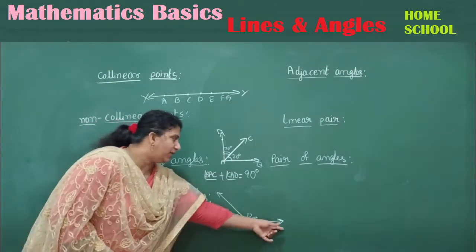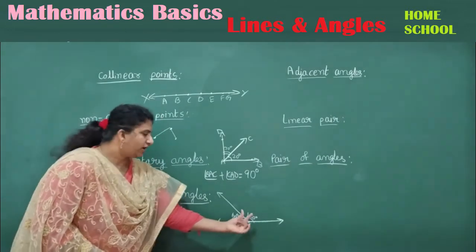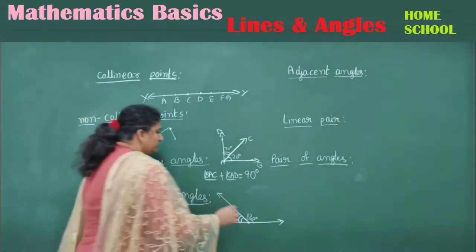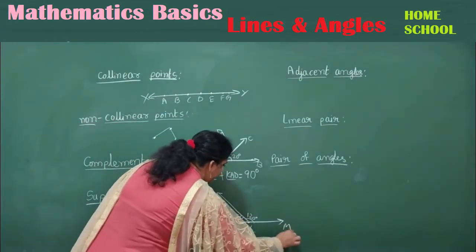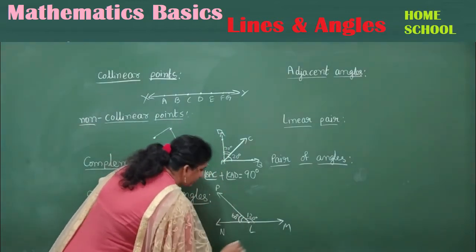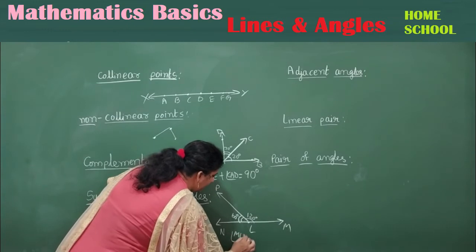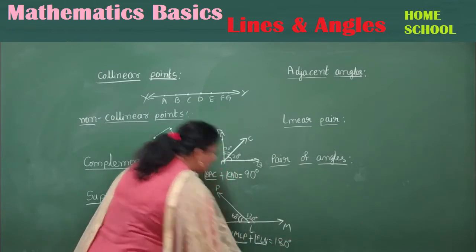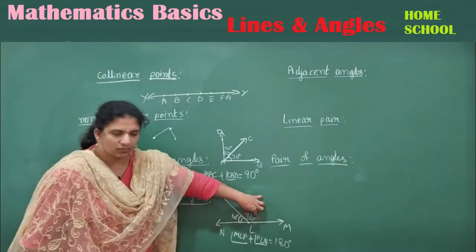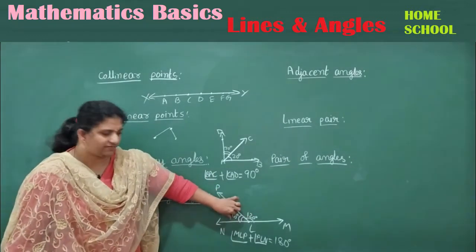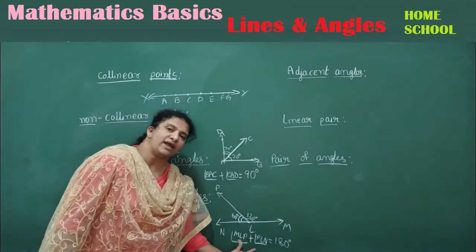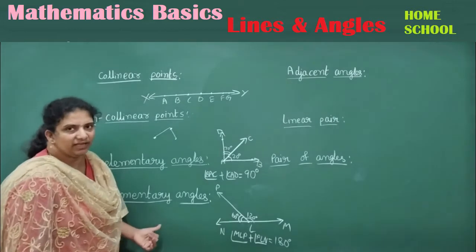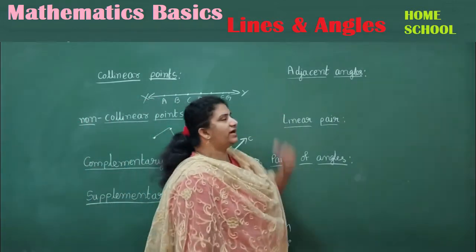In the same manner you can write A, B, C and D like that. You can say this angle plus this angle is equal to 180 degrees. L, M, N, P. So look here, angle MLP plus angle PLN is equal to how much here, the sum? 180 degrees. So observe here, this angle is 120, this angle is 60. 120 plus 60 will be 180 degrees. So if the sum of angles is 180, what is the type of angle? It is supplementary angles. So let's see the next one.